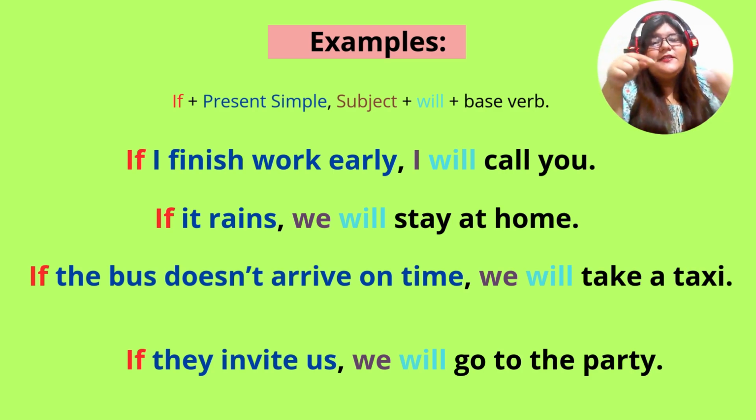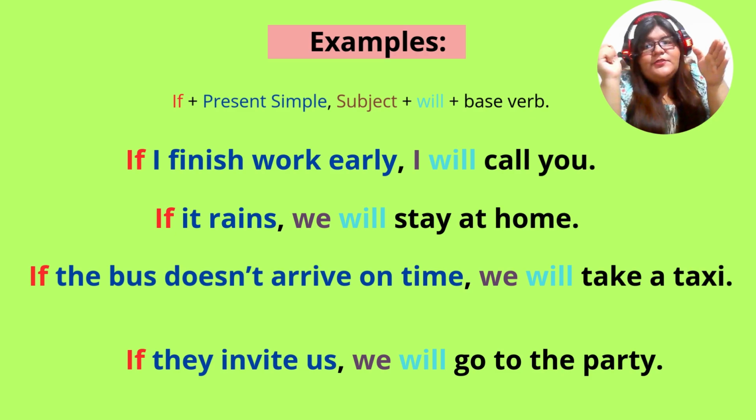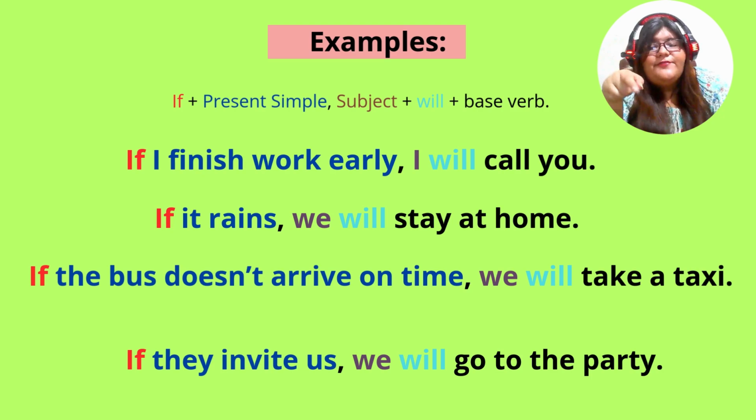This means that I am thinking right now in the present, but I'm thinking about future possibilities, right? For example, if I finish work early, I will call you. Or in this example, right? If the bus doesn't arrive on time, we will take a taxi. You are trying to solve one situation in the future, in the present, sorry, and thinking about the possibilities in the future, right? So, like, if this doesn't happen, what am I going to do, right?